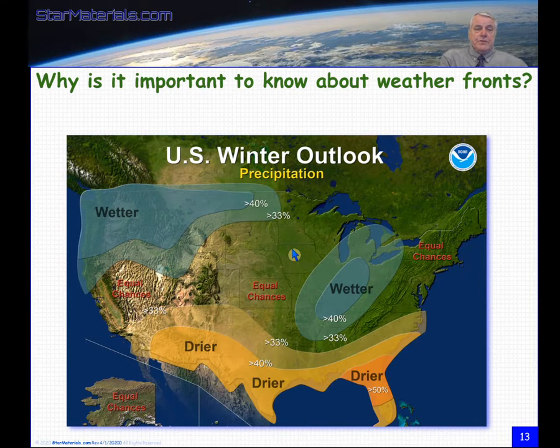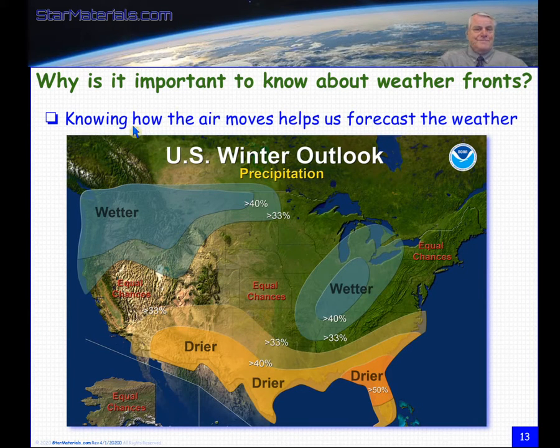So, why is it important to know about weather fronts? Knowing how the air moves helps us forecast the weather. It's not easy, but we're doing a good job of it.